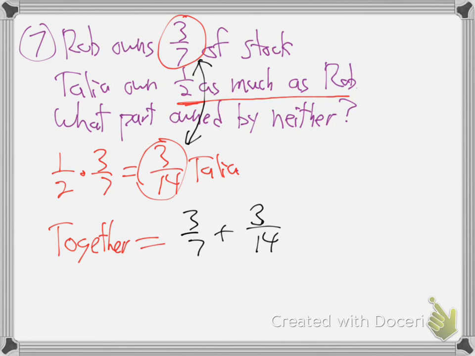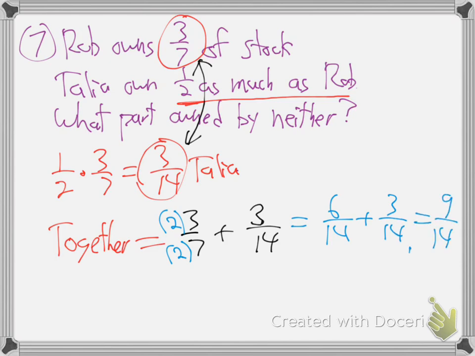We have to multiply top and bottom, common denominator, top and bottom by 2. So that's, let me bring it over here. That's going to be 6/14 and 3/14. 9/14. That's together what they own. Is that good so far?